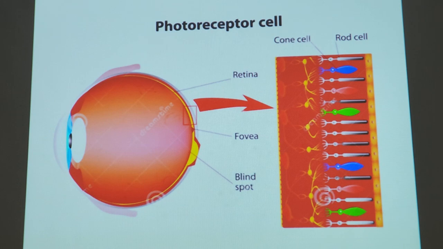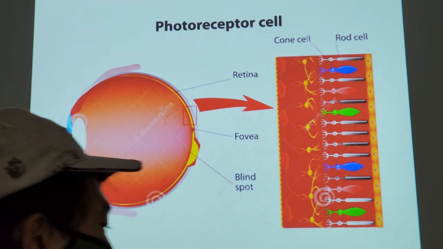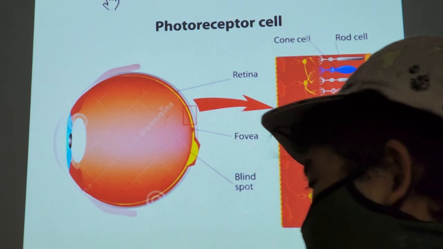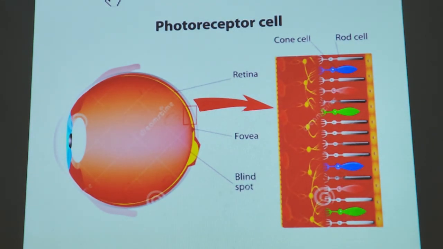If you're not familiar, one thing about being a plant scientist is that you need to know human biology as well. And this is the kind of hard part. Well, not so hard if you read about it repeatedly.